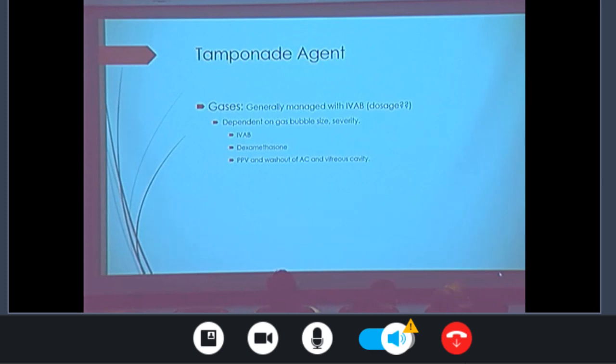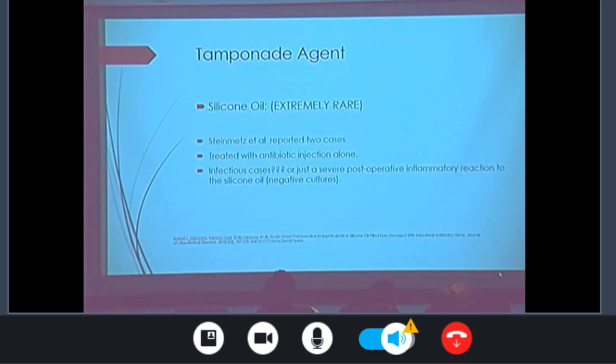Dexamethasone can also be a consideration, as in any case of endophthalmitis. And depending on the severity, a pars plana vitrectomy and washout of the anterior chamber and the vitreous cavity is also an option. Now, when the eye is filled with silicone oil, the normal tendency is to remove the silicone oil, wash out the anterior chamber, inject your antibiotics, and re-inject oil if you need to, or gas. So the recommendation is to remove this oil that might be contaminated.